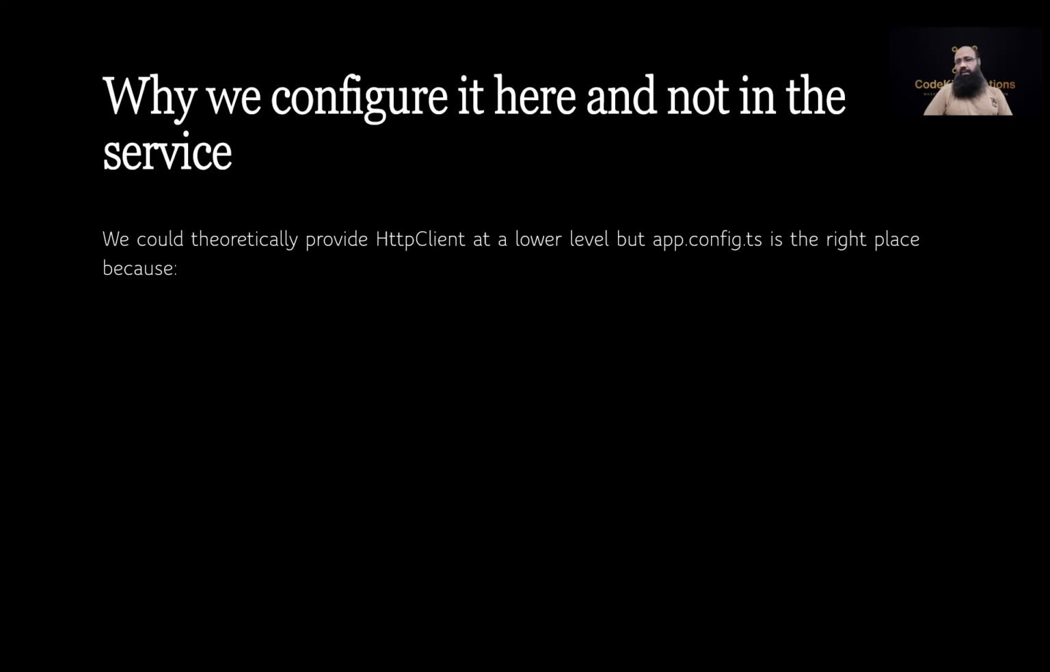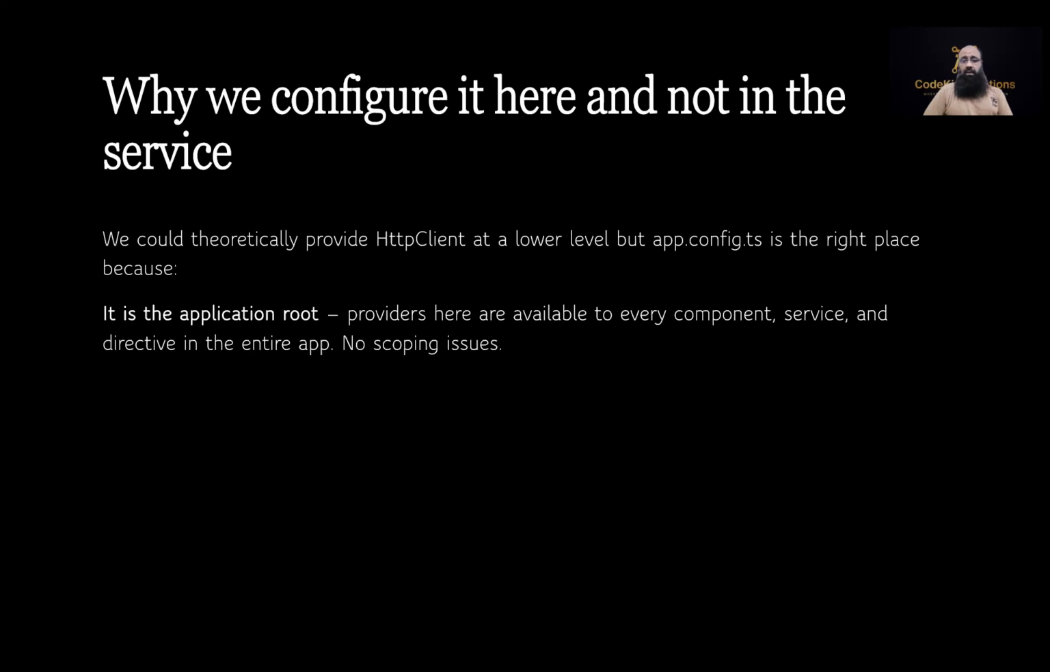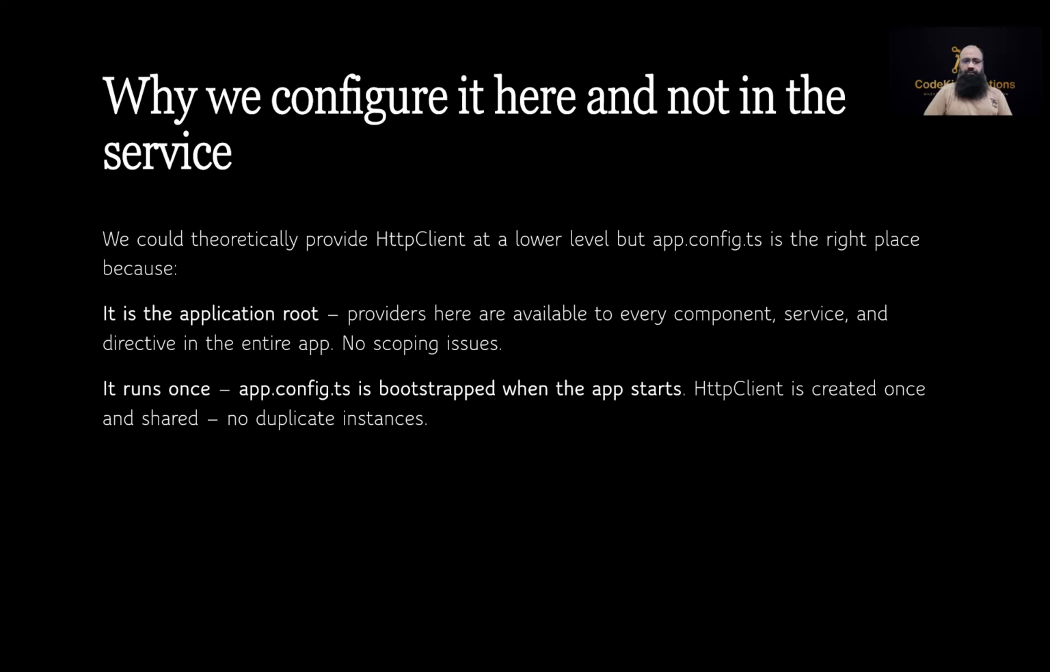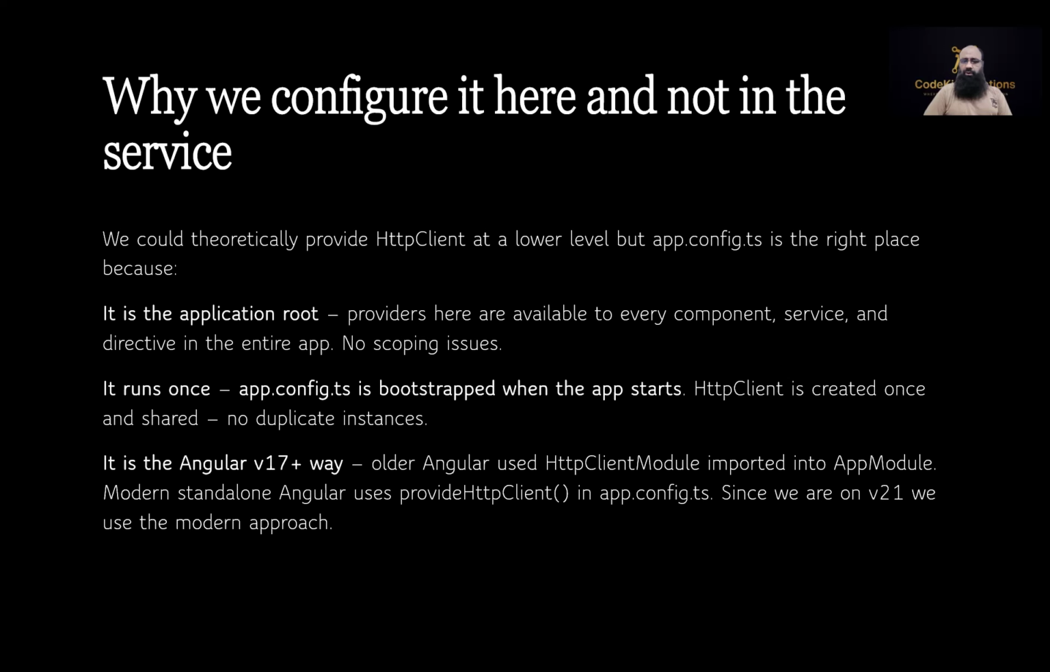We can do it in the service as well, but rather than doing it at a service level, we have done it at the app.config level, because this is the application root. When it's set up in the application root, it is going to be available to every component, every service and directive in the entire app. So no scoping issues are going to arise, and it's going to run once, when the app is bootstrapped and starts. So this is created once and shared, and no duplicate instances are going to be there.